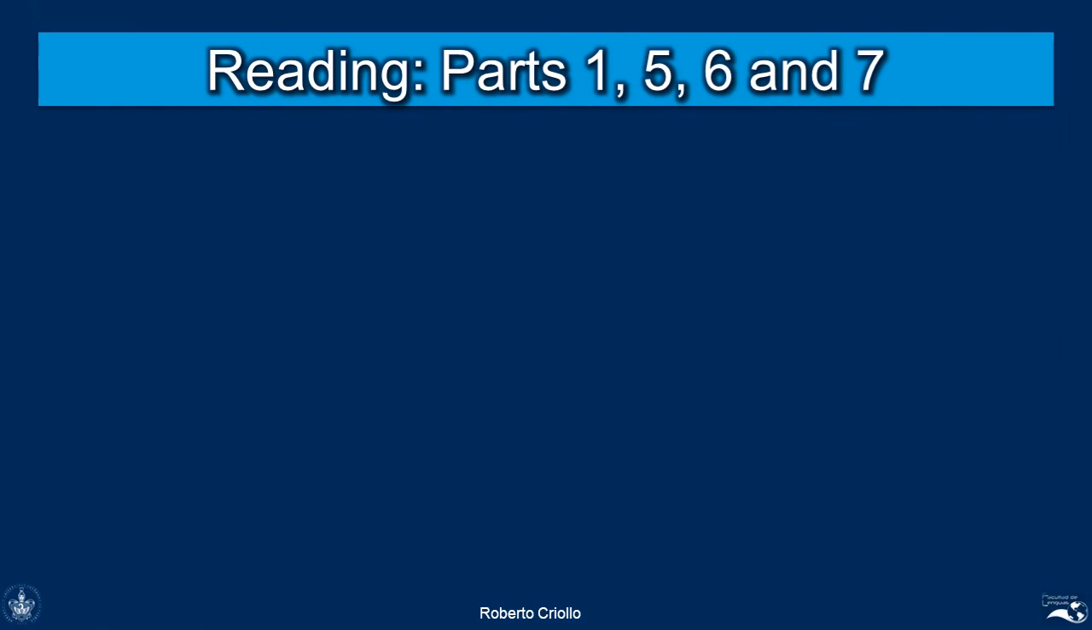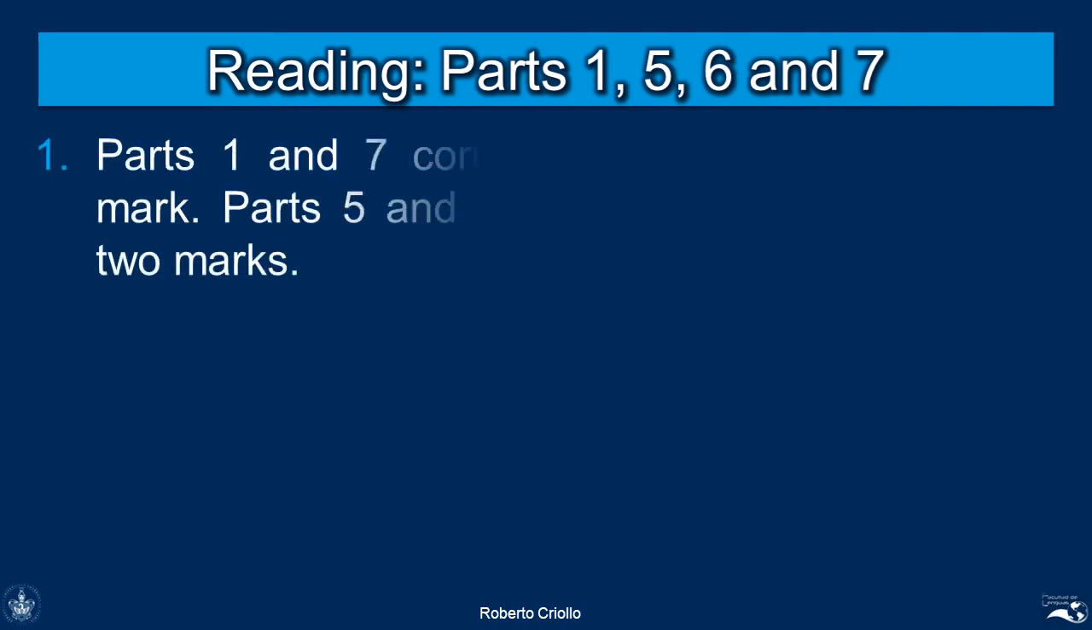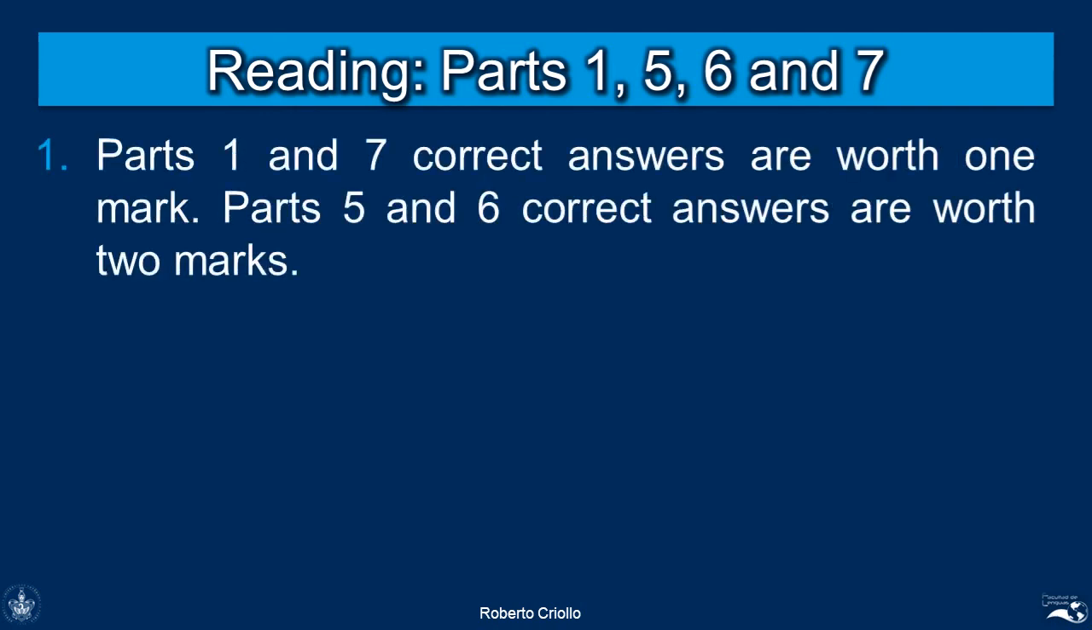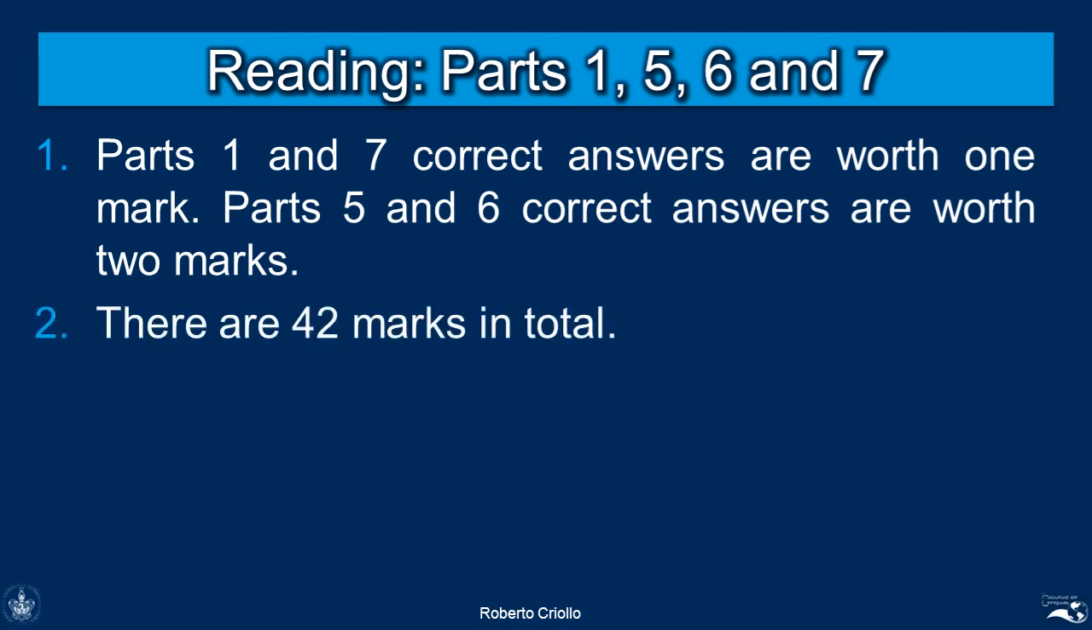So the last thing that I have to tell you, just to summarize, is that reading is assessed on parts 1, 5, 6, and 7 of the reading and use of English section, and also that in parts 1 and 7, the correct answers are worth just 1 mark, whereas in parts 5 and 6, every correct answer carries 2 points. There are in total 42 points, okay?